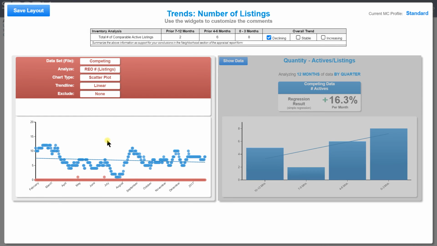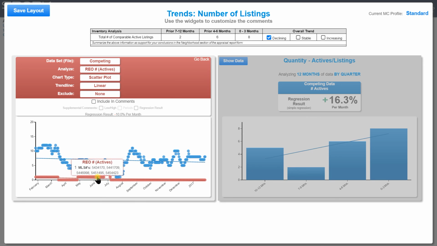So with REO listings, you're going to see that there are 0 listings that went on the market that were REO, except for on this day just before May, and on this day just before July. One went on the market and one went on the market. But if I switch that over to REO actives, you'll see it actually looks at how many actives there were on the market at any given point in time that were REO. So remember, there was one that went on the market just before May, and one just before July. And you can see right before May, it went from 0 to 1.